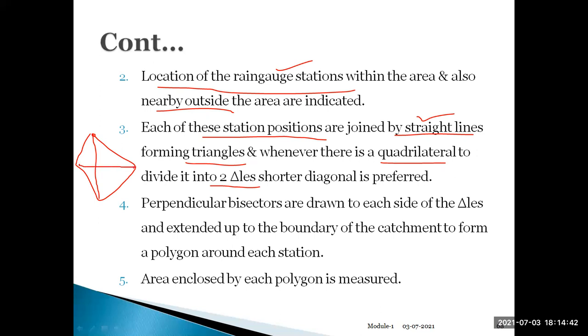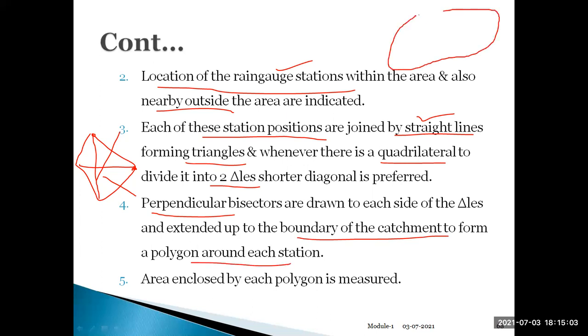You will get two diagonals like this, and you have to select the shorter diagonal. After that, you draw perpendicular bisectors on each side of the triangle, and extend them up to the boundary of the catchment. So that will form a polygon as you see here. This is the area. You have stations here, 1, 2, 3. Here also one, here also one.